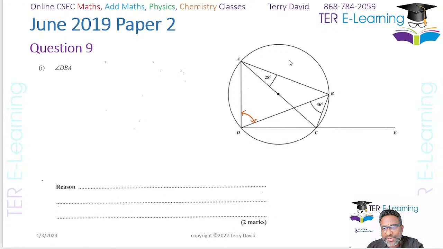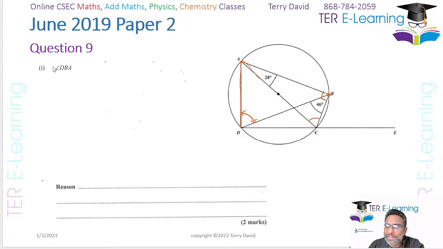If you look carefully, A and B form a chord. So this angle here that we want to work out should be exactly equal to this other angle here, and also equal to this angle here. Now, we have to use some of the rules to work these out. AC is a diameter. What does that tell me? That tells me that this angle here has to be 90 degrees.